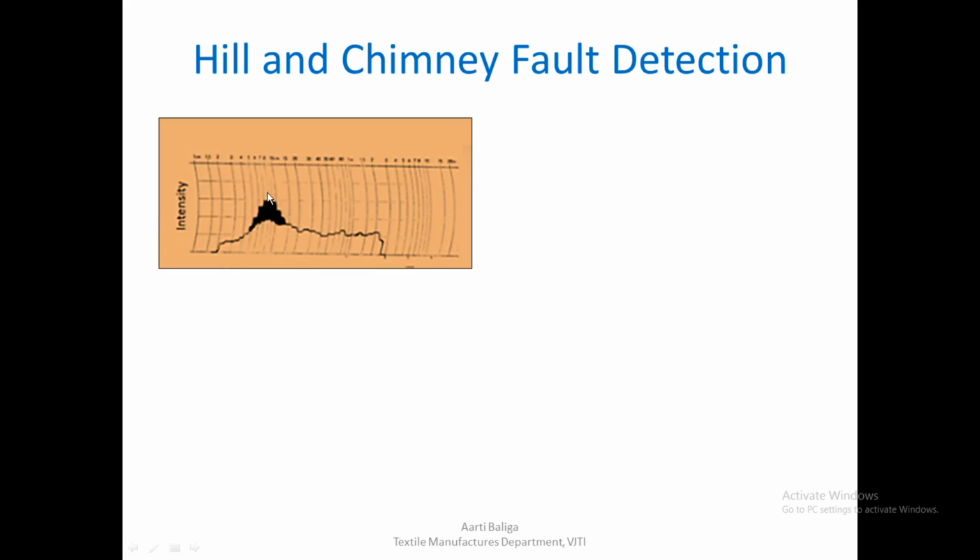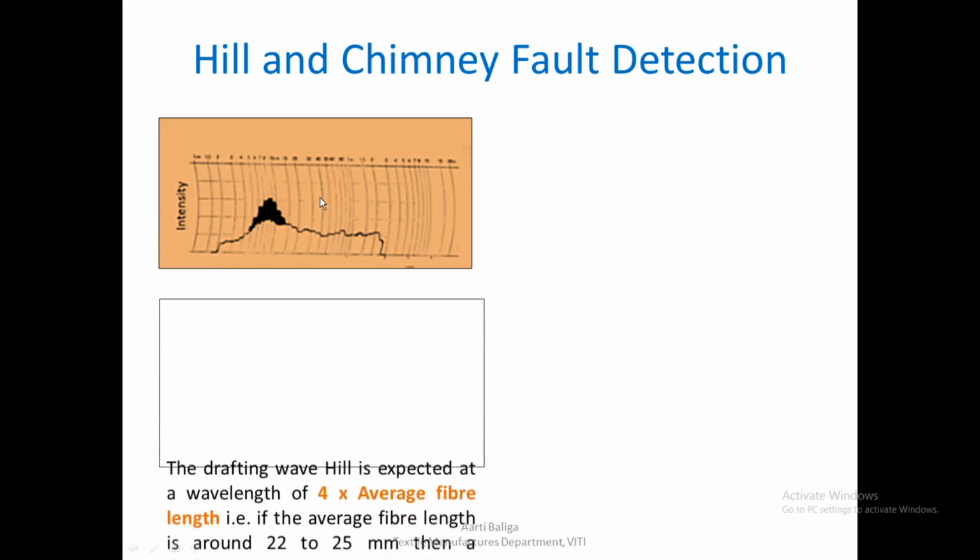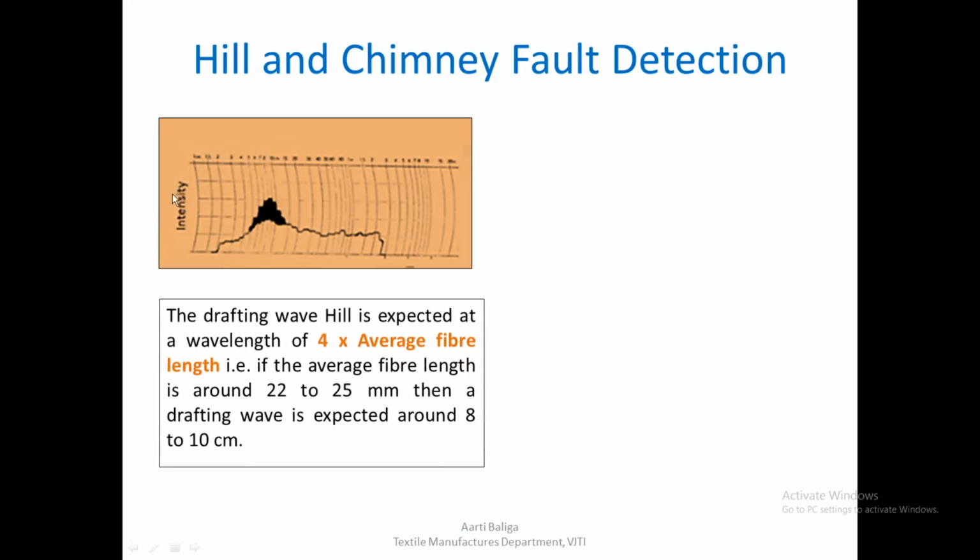So hill and chimney fault, how do you detect them? In a spectrogram, you will see the hill fault, which would look like this. This was the normal spectrum, but it has deviated from the normal spectrum, as shown here.